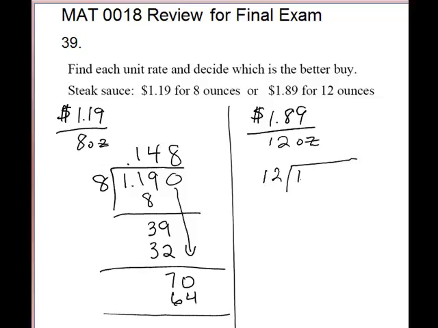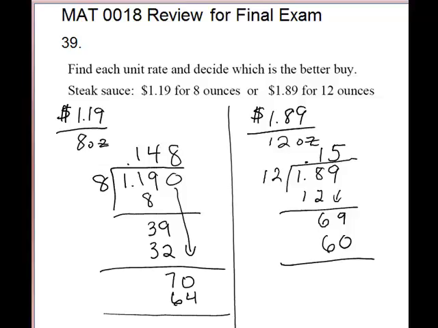12 into 1.89. There's no decimal in the divisor. Take this decimal straight up. So we have 12 into 18. We'll go 1 time. Multiply back. 1 times 12 is 12. Subtract and bring down. 12 into 69. We'll go 5 times. 5 times 12 is 60. And we can actually stop there.